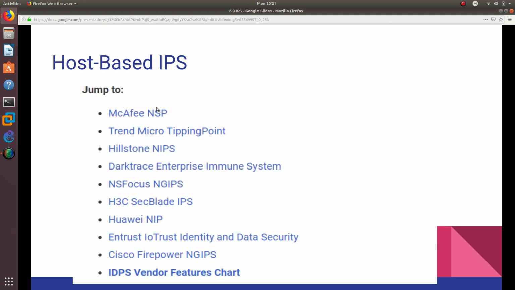And here are some host-based IPS that you can use. We have McAfee, of course, Trend Micro, Hillstone, Darktrace Enterprise, NSFOCUS NGIPS, H3C, and the NSFOCUS NIPS. Then we have Intrust, IO Trust Identity and Data Security, and of course Cisco Firepower NGIPS, and IDPS vendor. And there's a chart that I didn't include there.